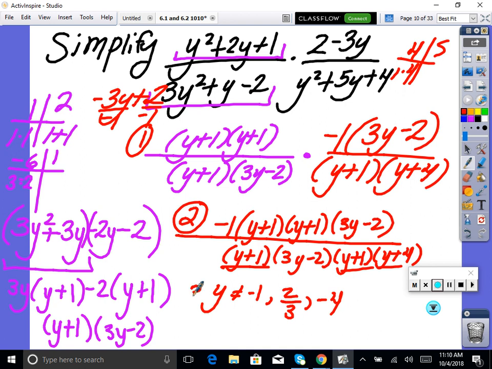That was step 3, and then on step 4, we'll divide out exact factors. Ding, ding, ding, ding. Isn't that it? So what was left on top? Negative 1, and then on bottom, y plus 4.